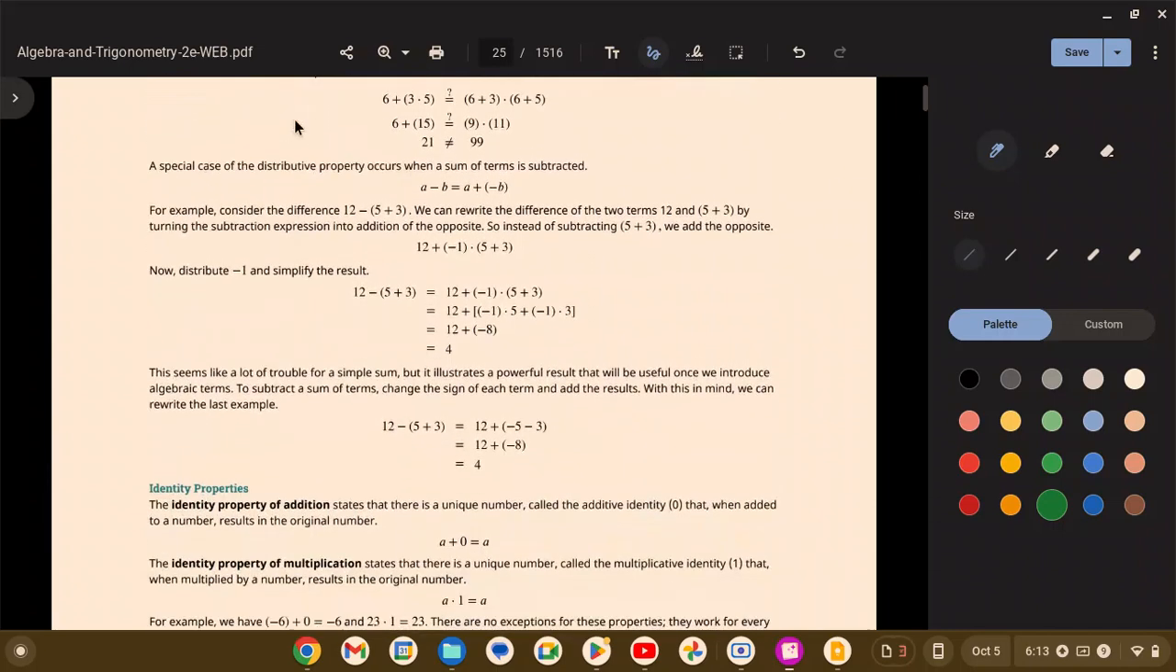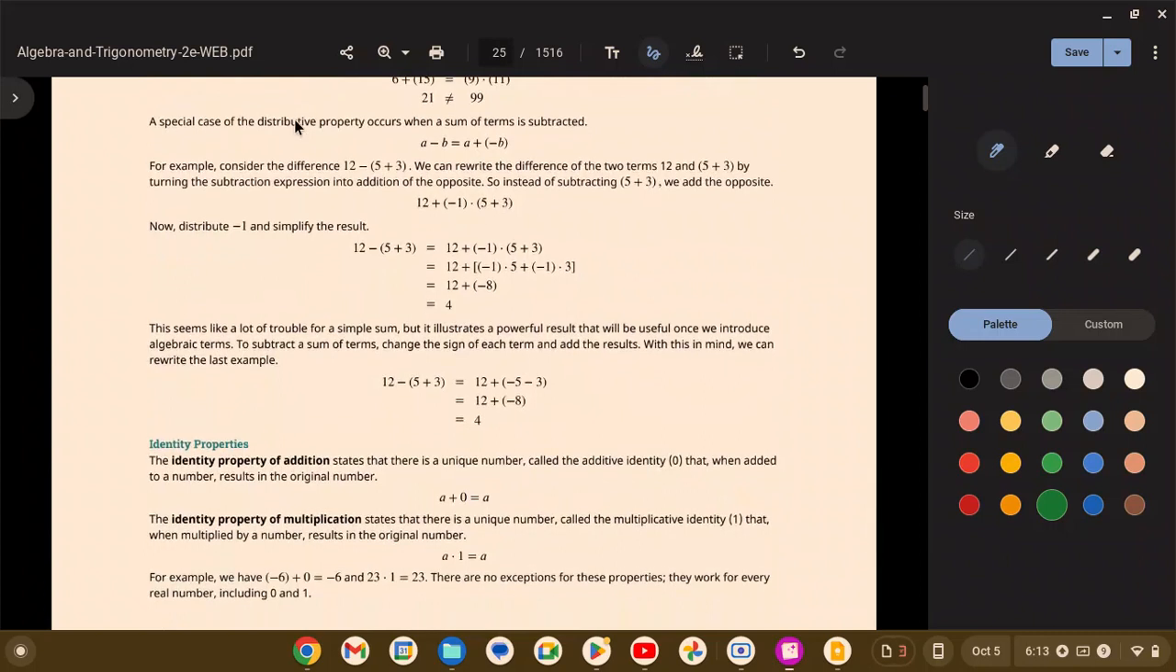For example, consider the difference 12 minus (5 plus 3). We can rewrite the difference of the two terms, 12 and (5 plus 3), by turning the subtraction expression into addition of the opposite. So instead of subtracting 5 plus 3, we add the opposite. Now distribute negative 1 and simplify the result.